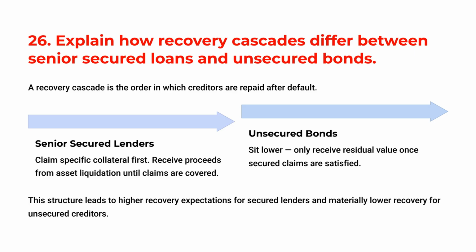Explain how recovery cascades differ between senior secured loans and unsecured bonds. A recovery cascade is the order in which creditors are repaid after default. Senior secured lenders claim specific collateral first. They receive proceeds from asset liquidation until their claims are covered. Unsecured bonds sit lower. They only receive residual value once secured claims are satisfied. This structure leads to higher recovery expectations for secured lenders and materially lower recovery for unsecured creditors.